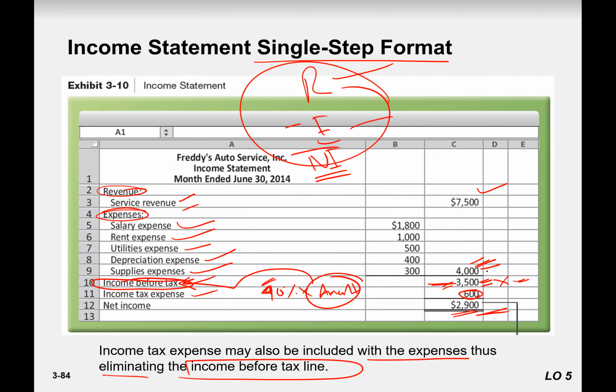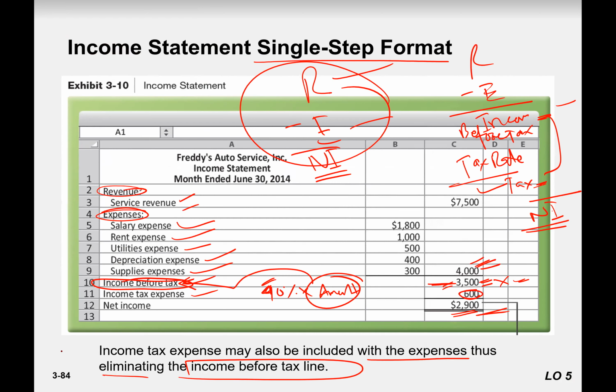So we have some kind of amount. The amount is revenue minus expenses. This is the income before taxes. Then we apply the tax rate, and then we find out the tax expense, and then we subtract it from this income before taxes, and then we find out the net income.